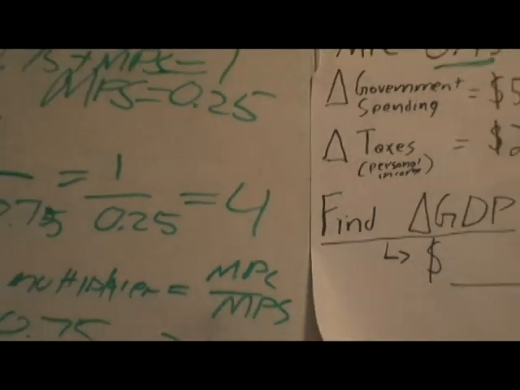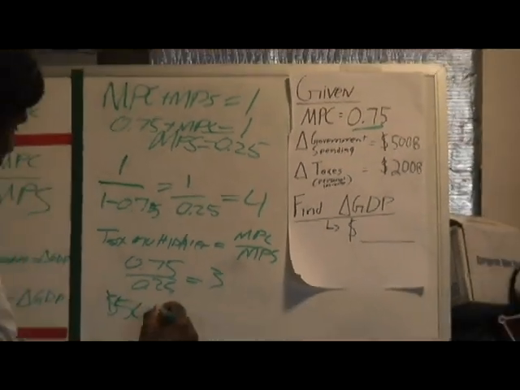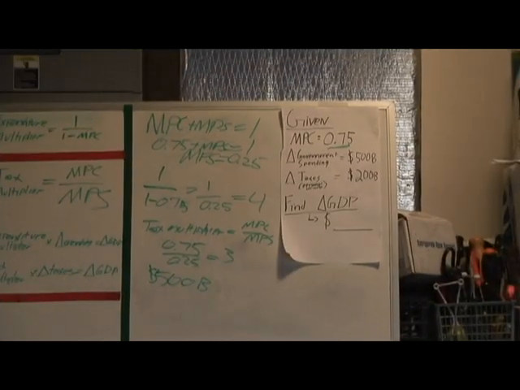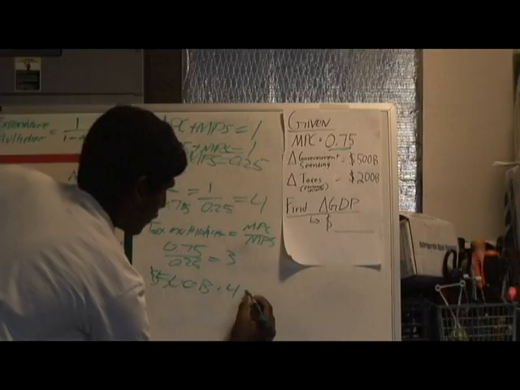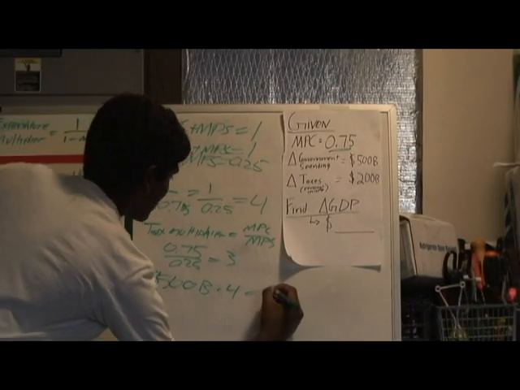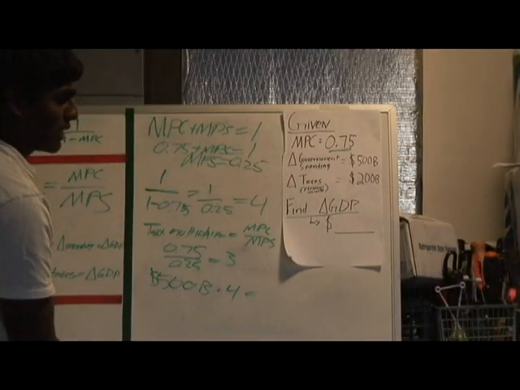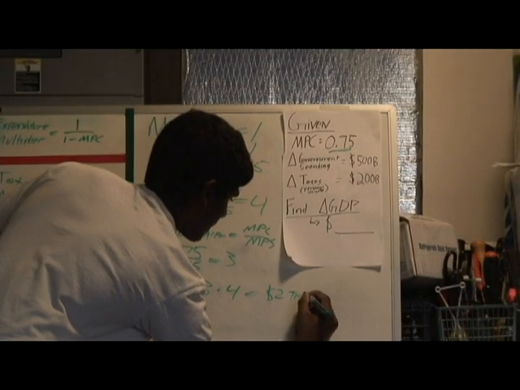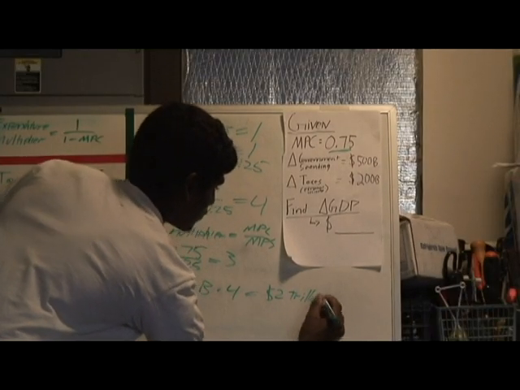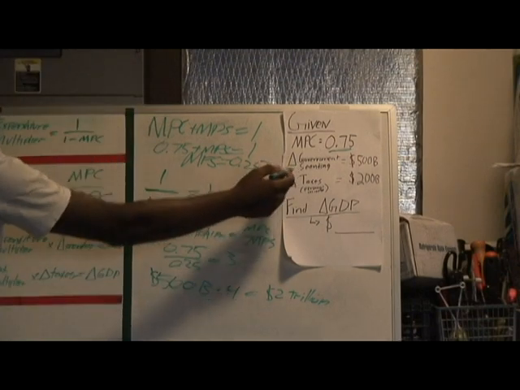So first of all, government spending went up by 500 billion. So 500 billion, we're just going to abbreviate that 500B, times our multiplier, 4, equals our change in GDP. So 500 times 4 is 2,000, so the change is 2,000 billion or 2 trillion. So that's our change in GDP because of the government spending.